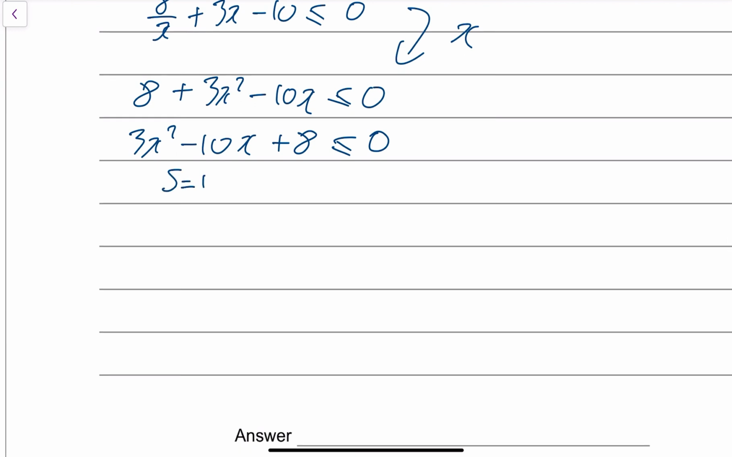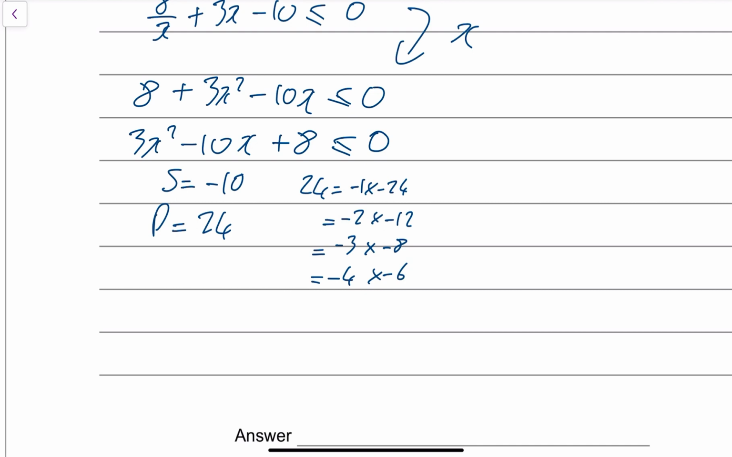My sum is minus 10. My product is 24. So let's go through 24, and both numbers need to be negative. Minus 1 times minus 24, minus 2 times minus 12, minus 3 times minus 8, and minus 4 times minus 6. Happy days, it factorizes.